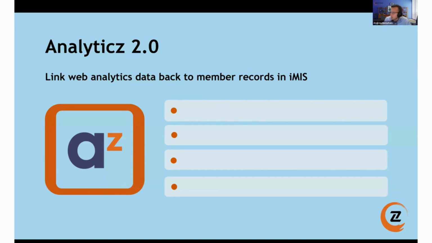So how can Zentso Analyticz solve this? Analyticz links every web visit directly to a member or donor record in iMIS, giving you meaningful, actionable insight rather than anonymous numbers. You can know exactly who is visiting your site and what they're looking at. Every page visit is linked to a real member profile, not just an IP address. It also tracks how long they were on that particular page.